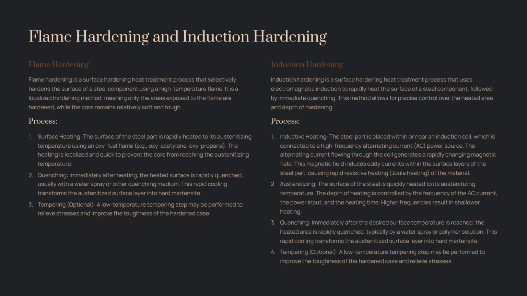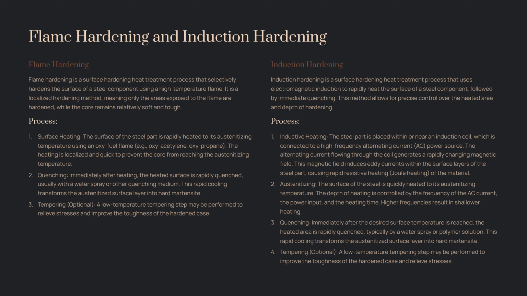Process. Inductive heating. The steel part is placed within or near an induction coil, which is connected to a high-frequency alternating current AC power source. The alternating current flowing through the coil generates a rapidly changing magnetic field. This magnetic field induces eddy currents within the surface layers of the steel part, causing rapid resistive heating, Joule heating, of the material. Austenitizing. The surface of the steel is quickly heated to its austenitizing temperature.